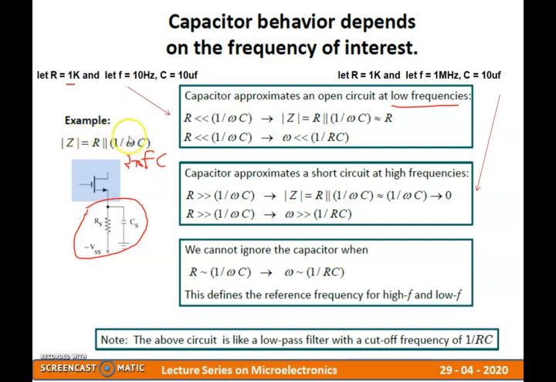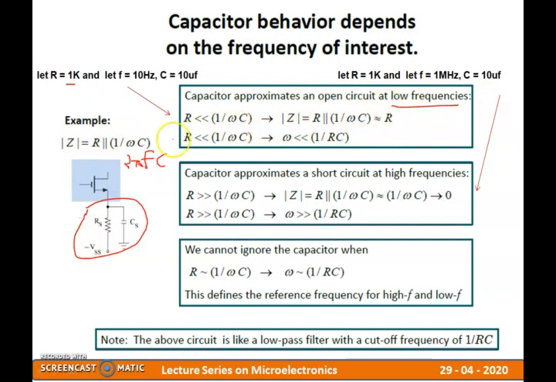So what is the combination? This is larger than this. So basically that's the reason I have taken R to be much less than the combination of this. Under this scenario, what has happened to my impedance? The value of Z has reached almost 1 kilo ohm, which is the value of R. Hence my impedance will be almost equal to R. So this is what I'm going to get when I operate this circuit at a low frequency.